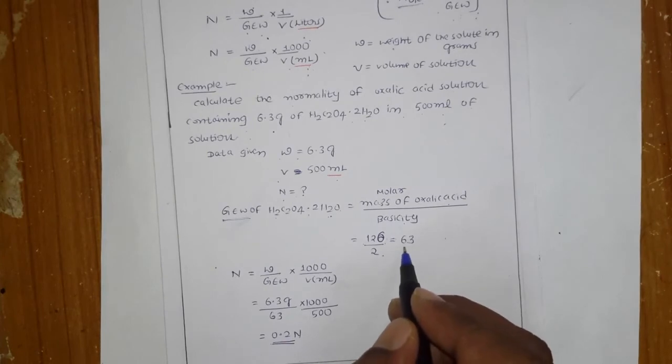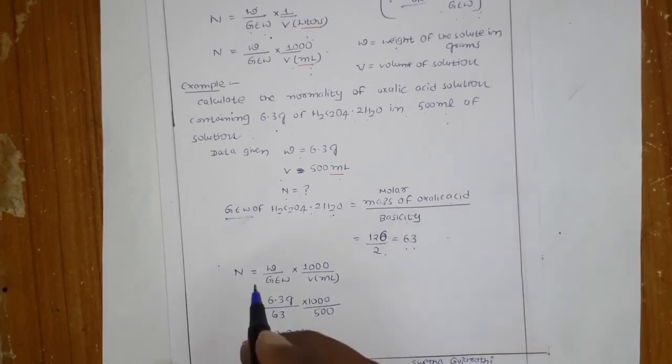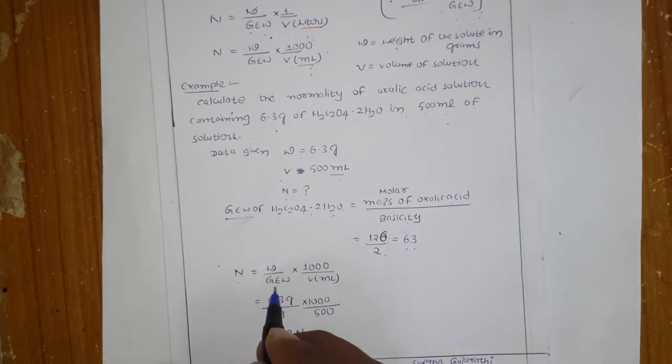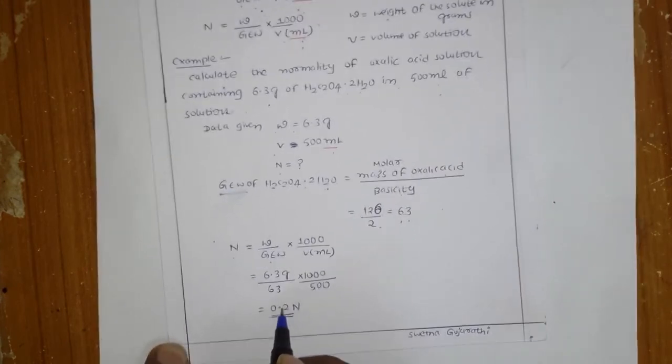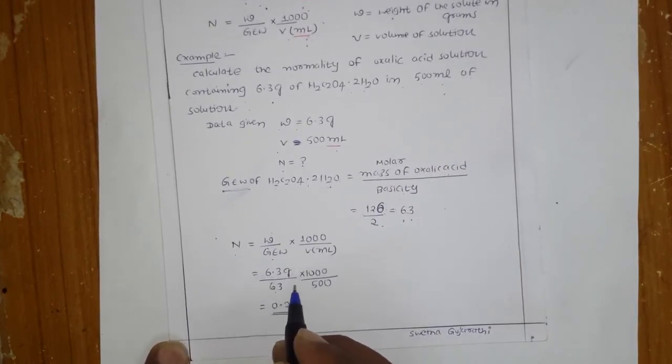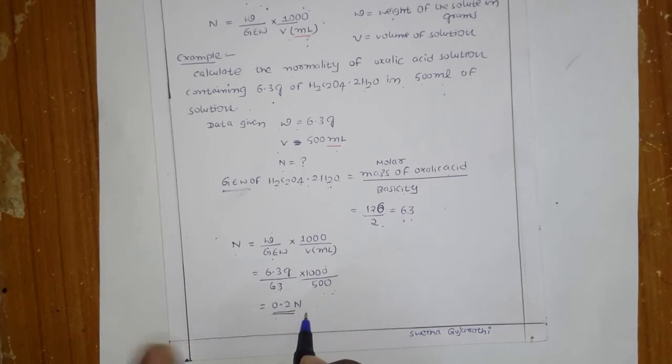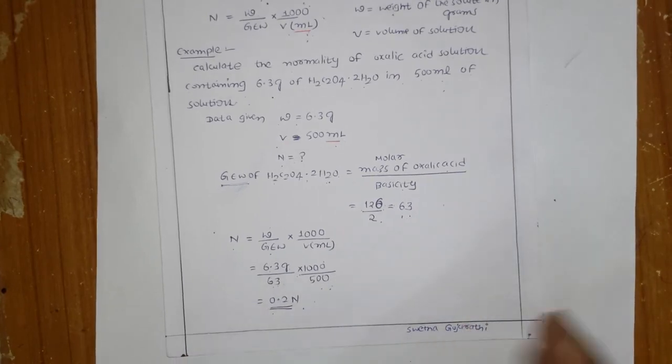So the gram equivalent weight you get is 63. So N is equal to mass by gram equivalent weight. The gram equivalent weight here is 63. So that is 6.3 grams divided by 63, into 1000 by 500. You get 0.2. 1000 by 5000 is nothing but 0.2 normal. So like this you have to calculate the normalities.